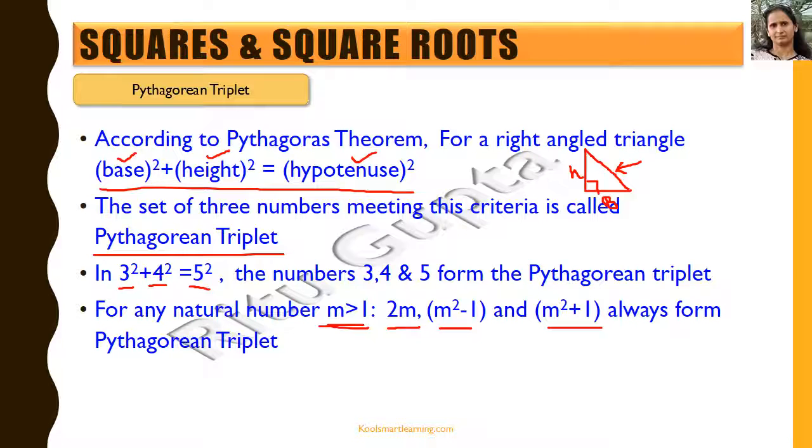So we can see in this, say for example, we take m as 2. So now we have m is equal to 2, 2m becomes 4, m square minus 1 becomes 3 and m square plus 1 becomes 5. So we get this Pythagorean triplet, which is 3, 4 and 5, by putting m equal to 2. So this condition is true for any natural number m greater than 1. We'll have a Pythagorean triplet given by 2m, m square minus 1 and m square plus 1.